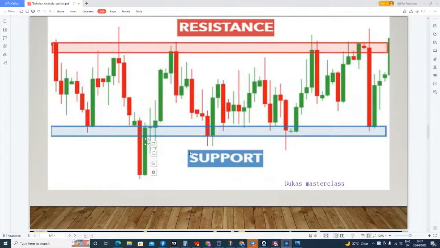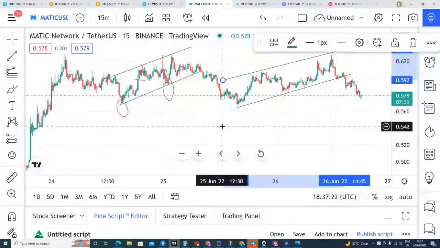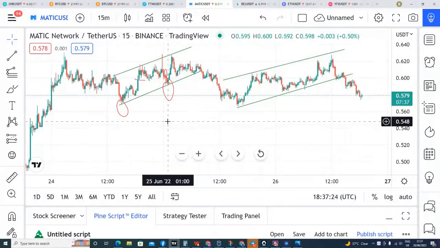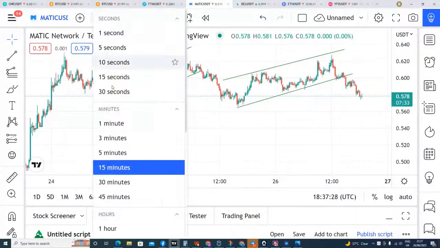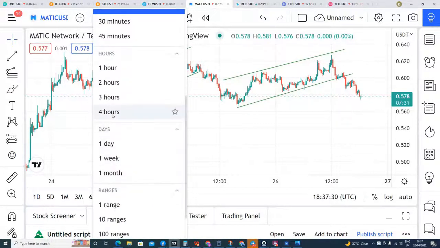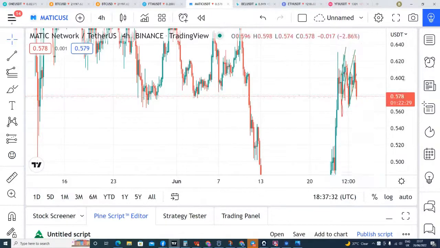Then how do we know a support level? For a support level, you can see here, one, the price moves up. Two, the price still moves up. Three, that place is a support level, and some traders do trade using these areas. Okay, now let's go to our chart and let me show you a support level, and also let me change to the 4 hour chart.